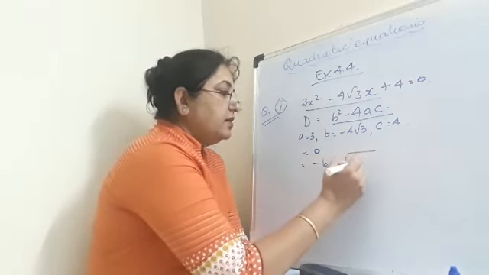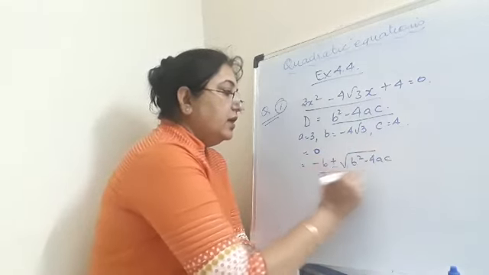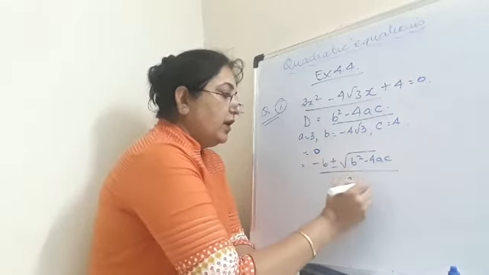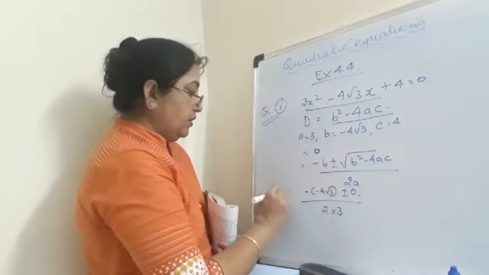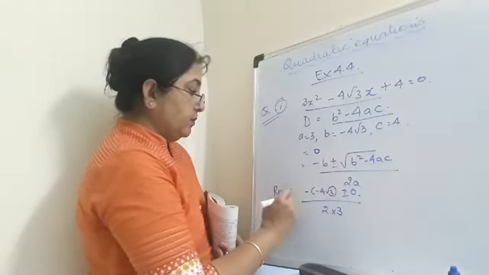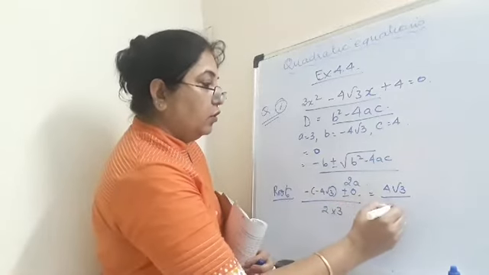Minus b plus minus root of b square minus 4ac upon 2a, right? So we know that b is equal to minus 4 root 3. So minus of minus 4 root 3 plus minus 0 upon 2 into a. A is 3. So here we are finding the roots. Therefore I get minus into minus plus. It will be 4 root 3 plus 0, or 4 root 3 minus 0 will give you the answer 4 root 3 upon 2 into 3.